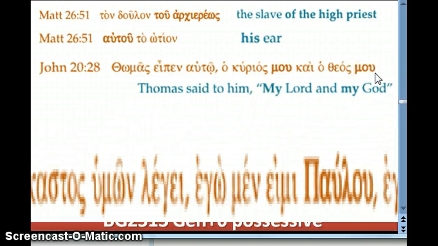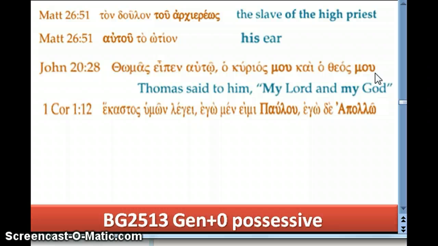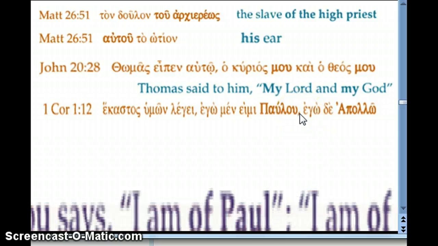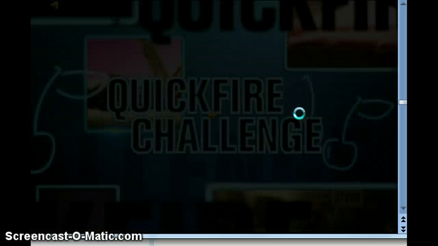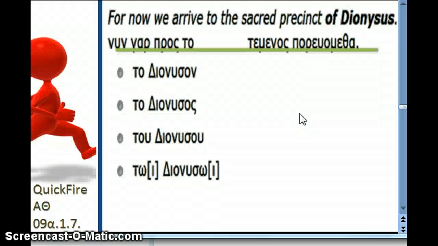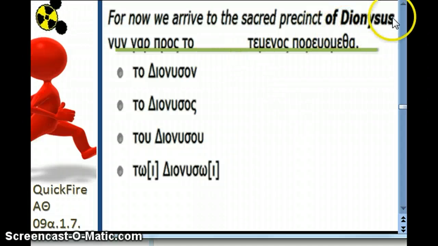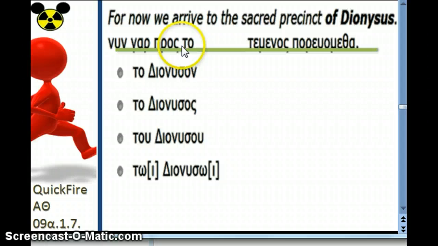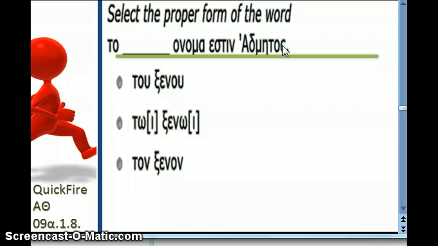Of mine. Pronouns are a little different in English, as you can see. I am works, as we would expect, possessive. You could either do it with the preposition "of." So, the sacred precinct of Dionysus. Now, pros to, I look for accusative. There's the other accusative. What's this part right here, of Dionysus?